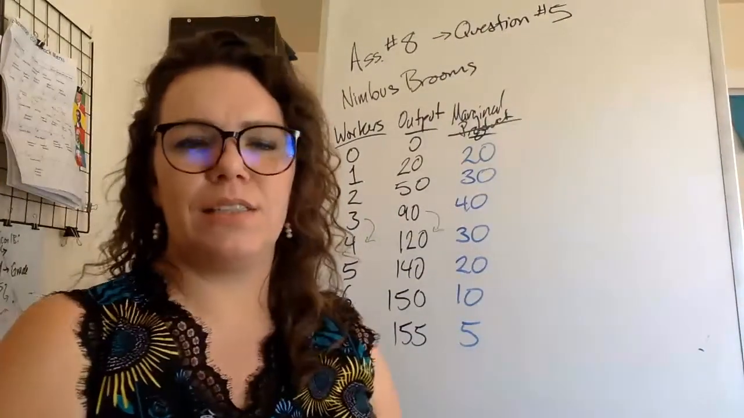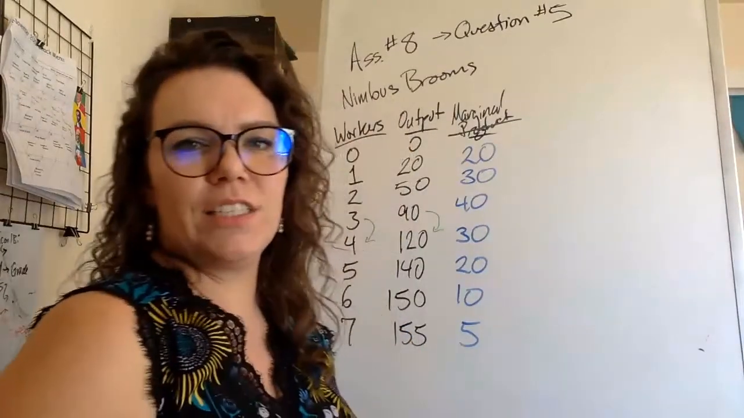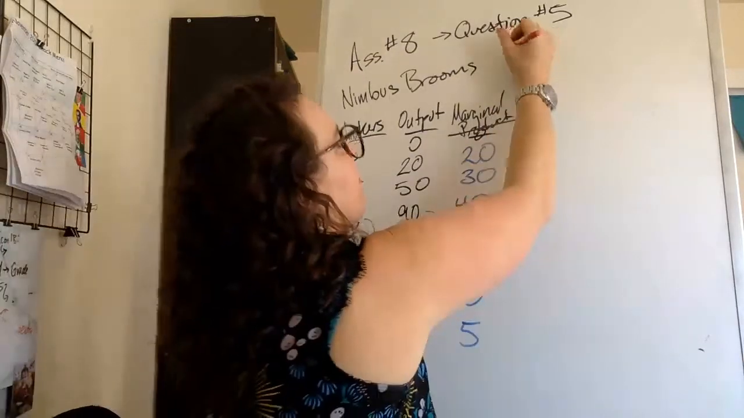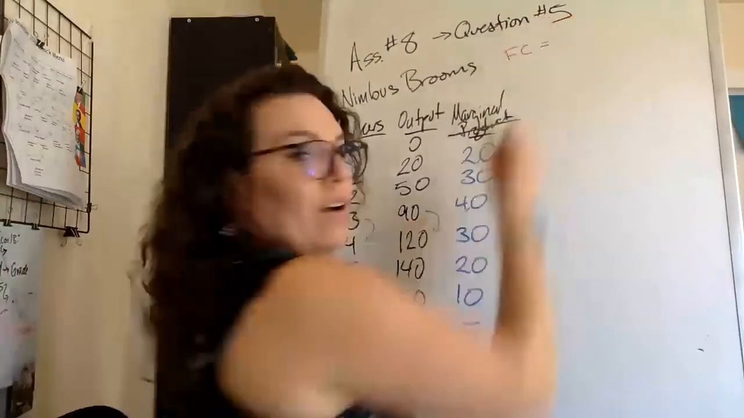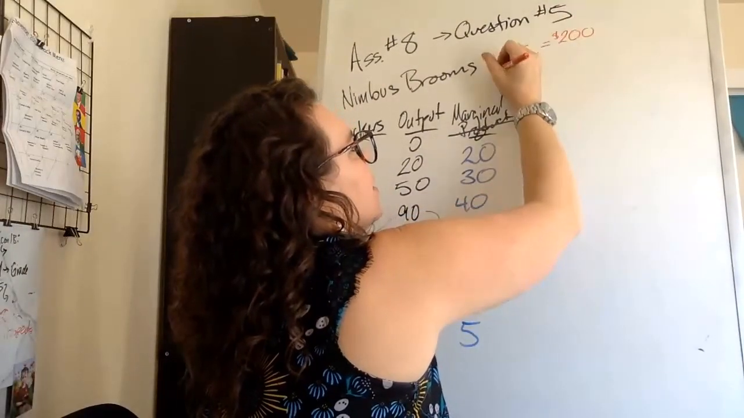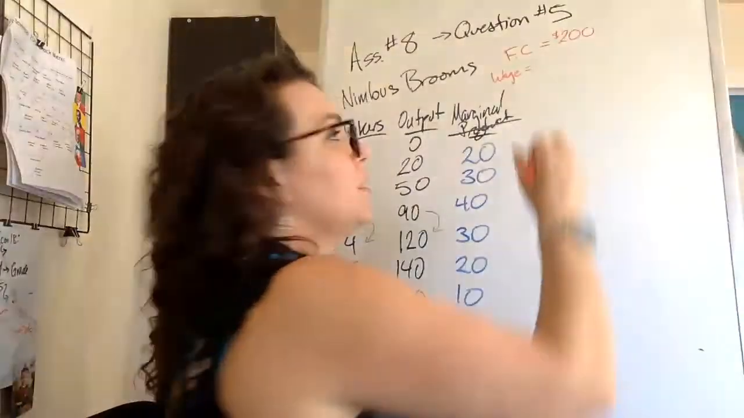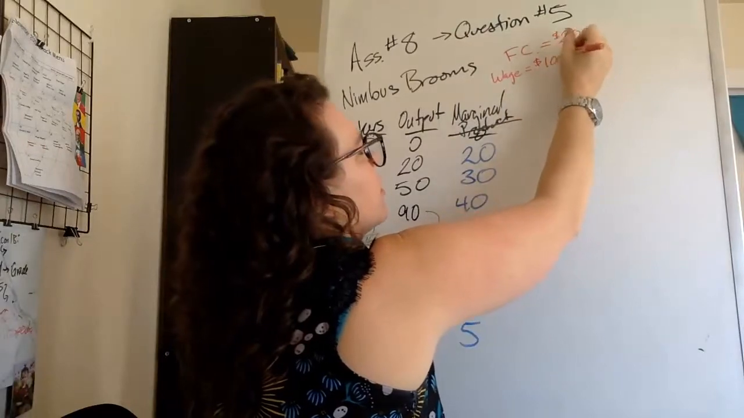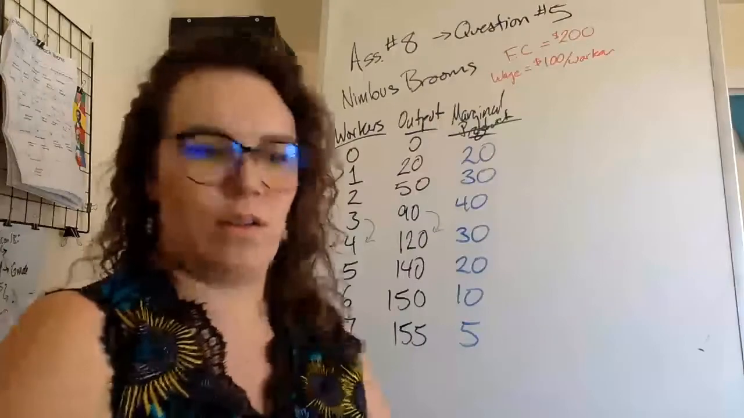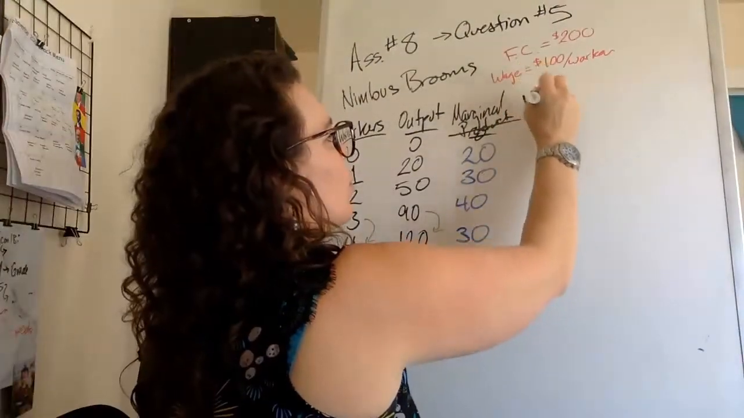The next part says, if each worker costs $100 a day and the firm faced fixed costs of $200 a day, what are the variable, total, and average costs? So fixed costs are $200 a day, and wages are $100 per day per person. So variable costs are going to go up as we hire more workers.